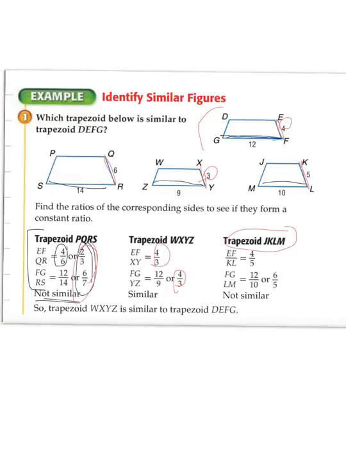EF and KL is 4/5. FG and LM is 12/10, which is 6/5. They are not the same, so therefore they're not similar figures. What you're trying to do is find those proportions, the ratios, that are the same. Okay, so we can come to this conclusion here that this trapezoid and this trapezoid are the same.